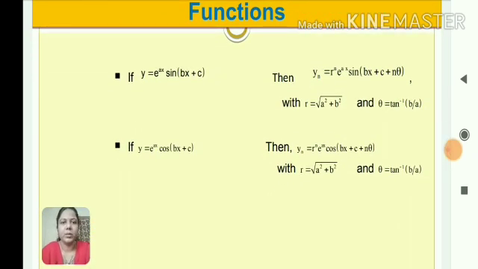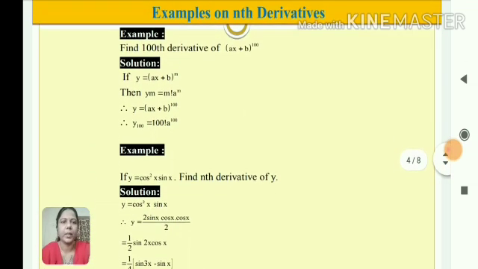Then for e raised to ax sin (bx plus c), we have yn is r raised to n, e raised to ax sin (bx plus c plus n theta), where r is the square root of a square plus b square, and theta is tan inverse b upon a. And for e raised to ax cos (bx plus c), we have yn is r raised to n, e raised to ax cos (bx plus c plus n theta), where r is the square root of a square plus b square, and theta is tan inverse b upon a.